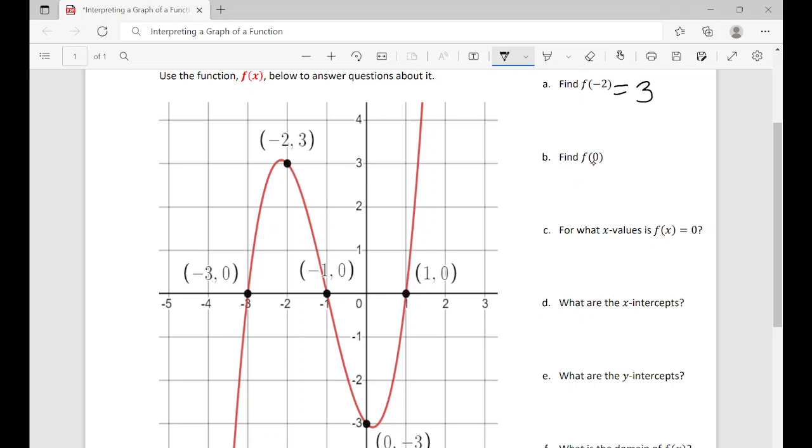Same thing here, find f of 0. The x value is 0, so we're going to go to 0 on the x-axis, which is right here. And the y value is down here at -3. So f of 0 is going to be -3.